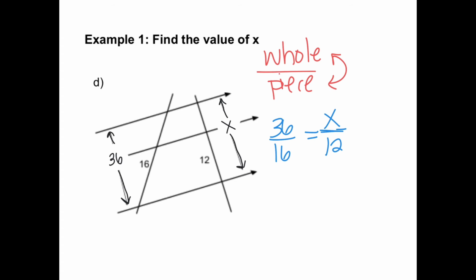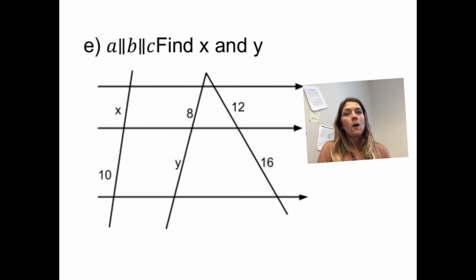And I have to put the x over the 12 because the 36 is the whole, so the whole needs to be on top on the right-hand side also. 16 is the piece on the bottom, the 12 is the piece that also needs to be on the bottom. That's just consistency to make it a proportion equation, and then we cross multiply and solve. So in this case, x equals 27, which to me kind of stood out to be a large number, but we have to remember that from the diagram, that's representing a larger distance than just a little segment.